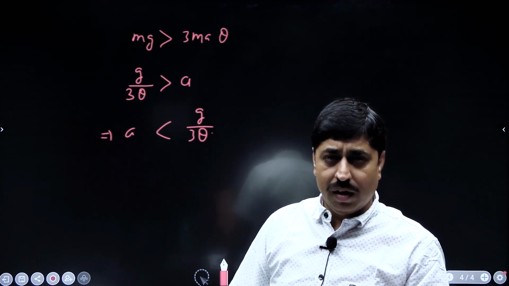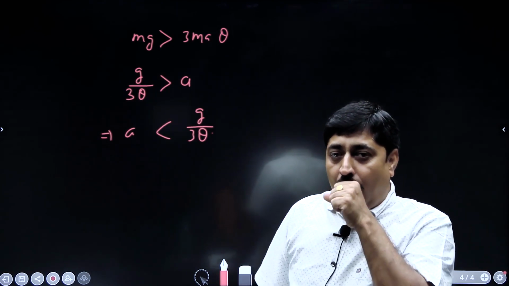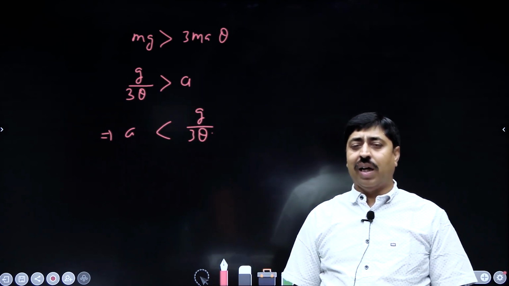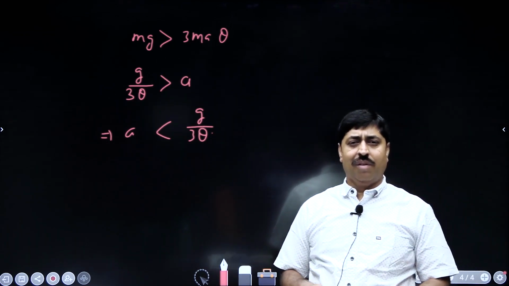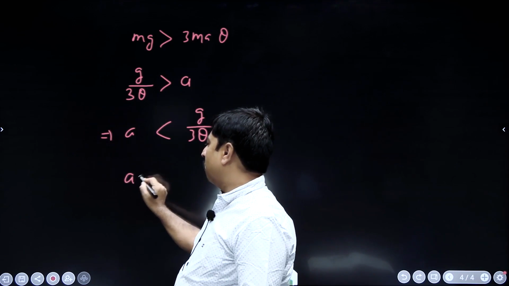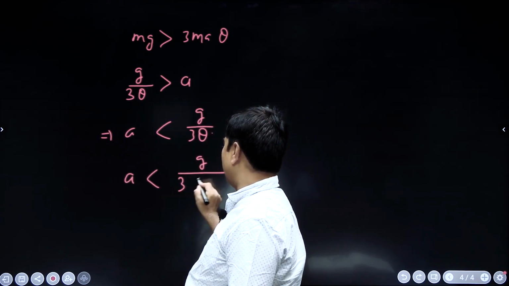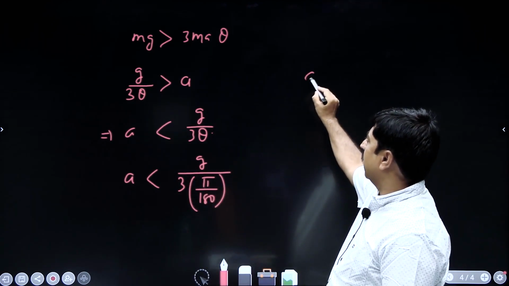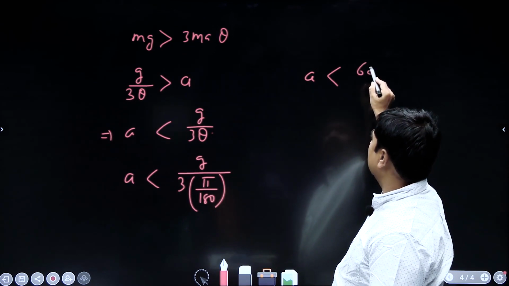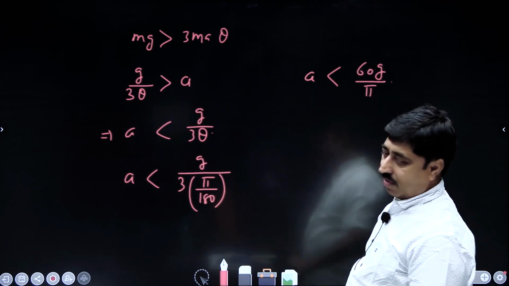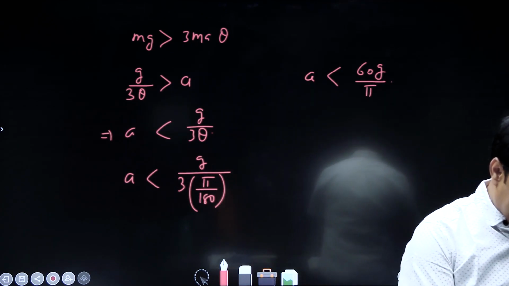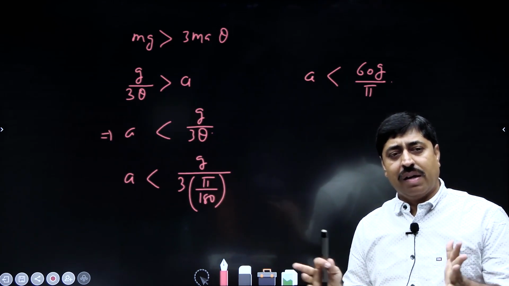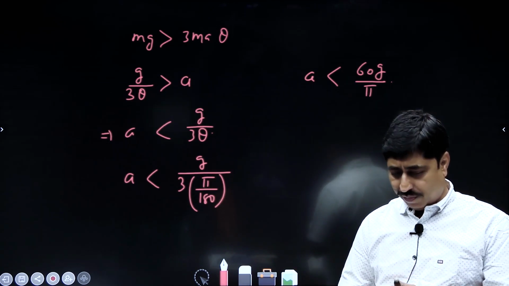Should I write 1? No. This theta should be written in radian, isn't it? I have taken sin theta to be theta. That is valid only when theta is in radian. So don't write theta as 1 degree. Please write it in radian, pi by 180 radian. Yes. So acceleration is less than 60 g by pi. Please check for any correction. I think I have done it correctly. So the acceleration of that hemisphere should be less than 60 g by pi.